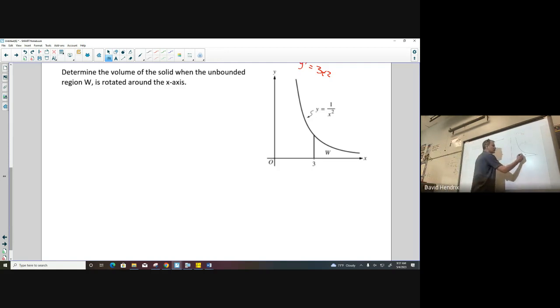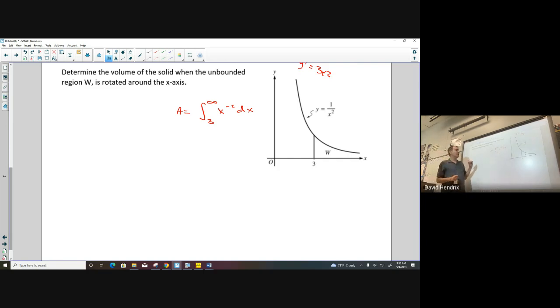So we have this region that goes from 3 to infinity. A couple things here. If we were just going to find the area of region W, it would just be this integral from 3 to infinity of x to the negative second dx, right? This would just give us the area, and we'd be able to compute that if we wanted to. So just be aware of that.